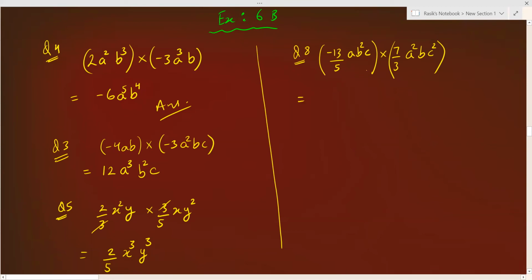Okay, this one. So, you cannot simplify anything in this. Simplification nahi ho raha hai. Directly multiply karenge. Minus 13 into 7, minus 91. 5 into 3, 15. A into A square, A cube. B square into B, B cube. C into C square, C cube. Answer: minus 91 upon 15, A cube, B cube, C cube. Correct.